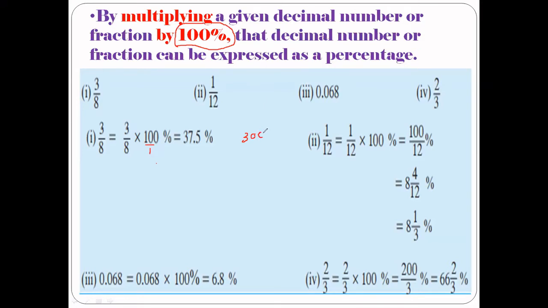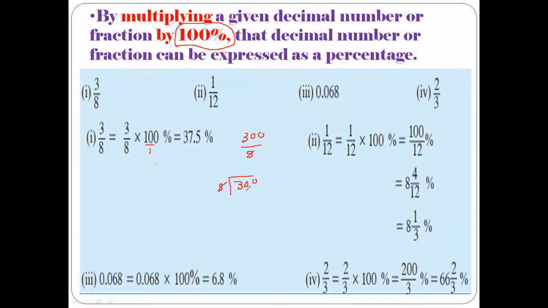3 into 100, 300 over 8. 8 into 1, 8. So 300 over 8. Now you have to divide 300 by 8. When you divide 300 by 8, write the answer as a decimal number or as a mixed number. You can keep the answer as a mixed number also. Let's see how to divide.